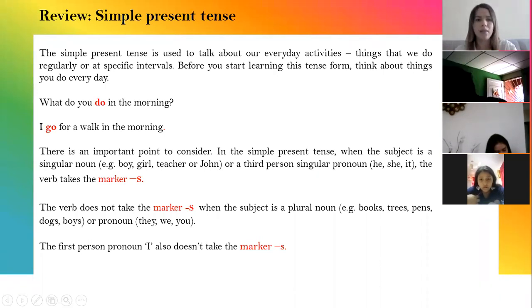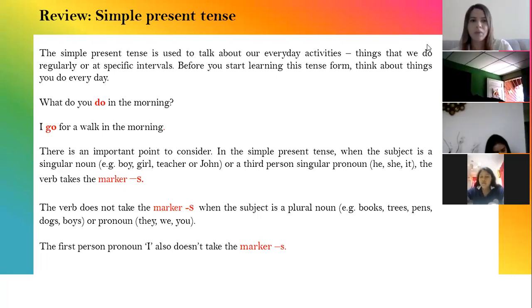The simple present tense is used to talk about our everyday activities. Pay attention. We use the simple present tense to talk about our everyday activities. Lo utilizamos para hablar sobre las cosas que hacemos, las actividades que hacemos todos los días. Things that we do regularly or at specific intervals. Before you start learning this tense form, think about things you do every day.